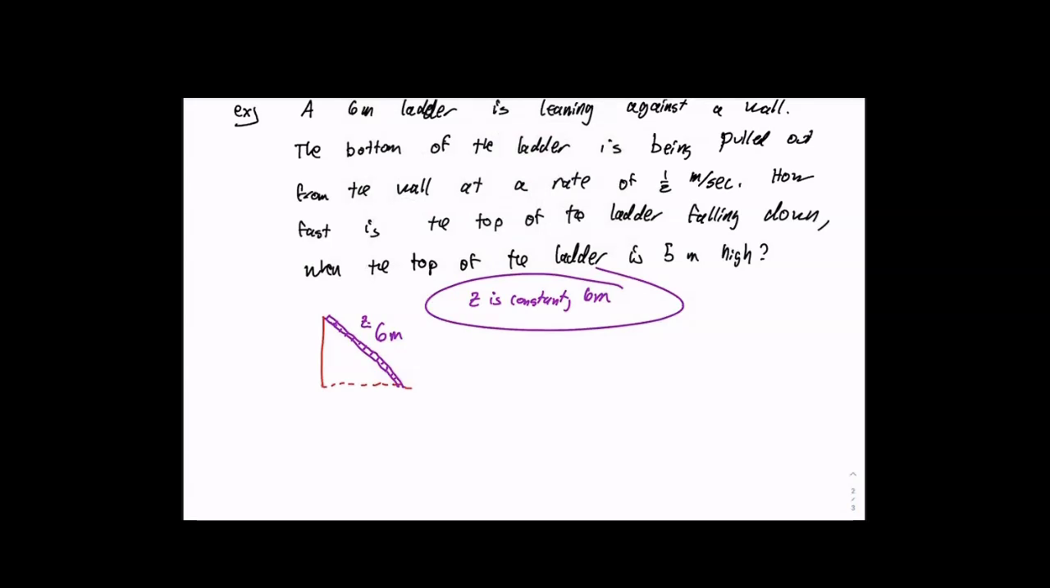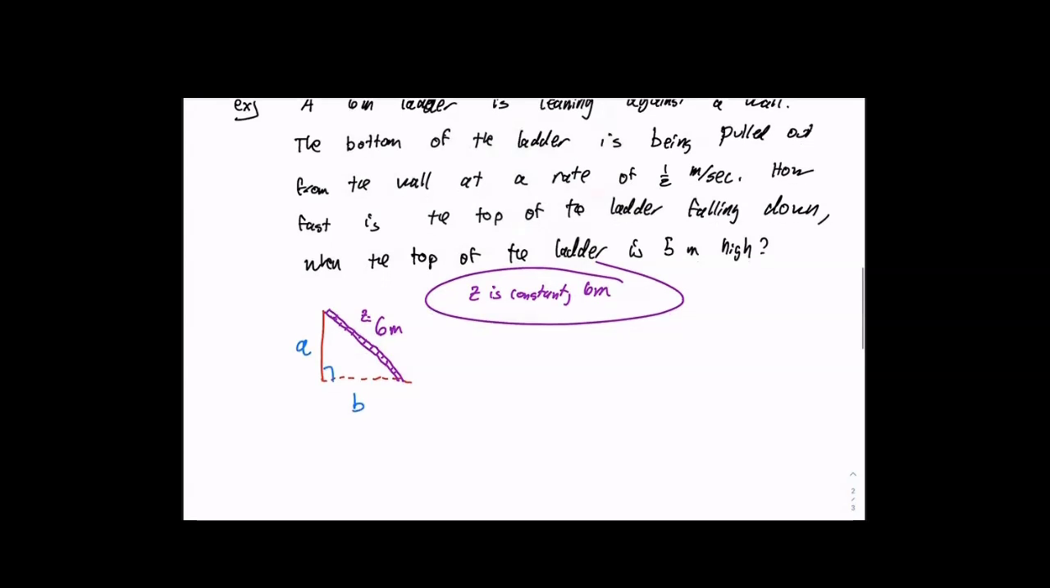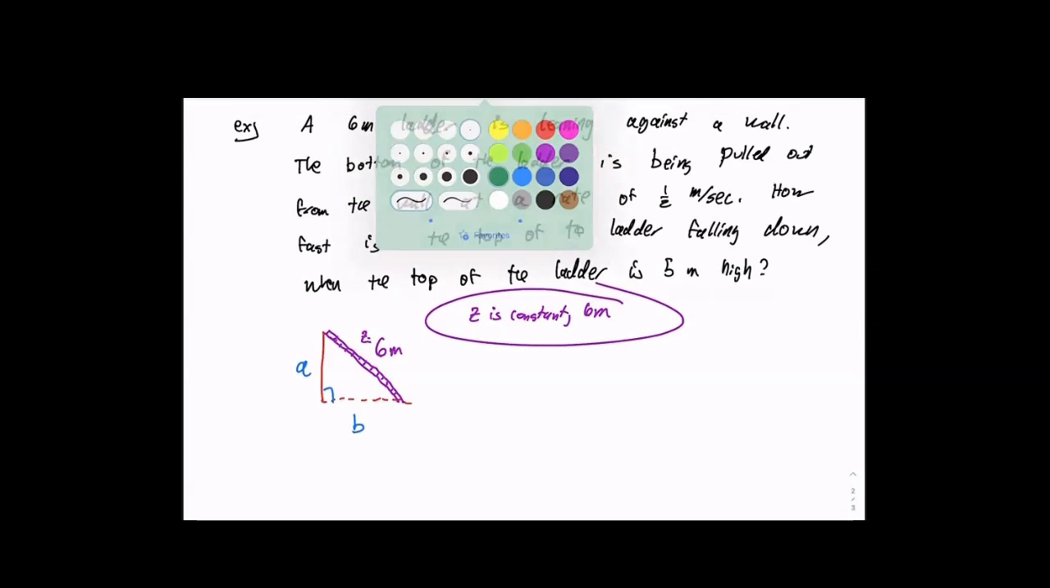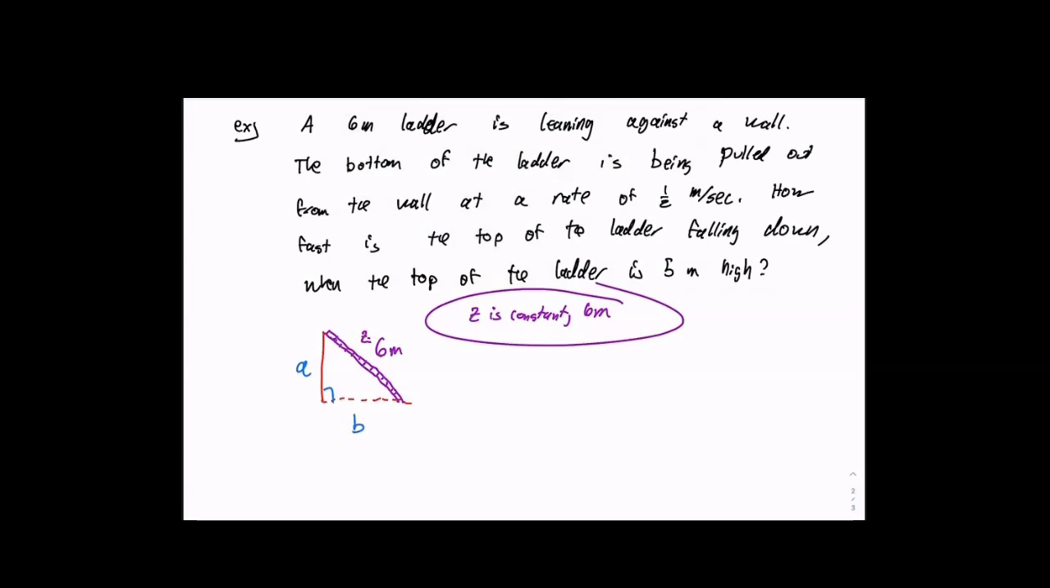So what will I call the side on my left? A. You want to call it A? Okay, we'll call it A. And the other side? B. All right. Now, this question gives me other pieces of information. It's a 6 meter ladder, so that's telling me that the ladder length is constant. What other information is given?